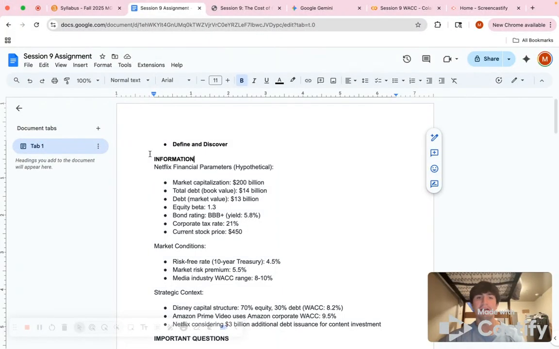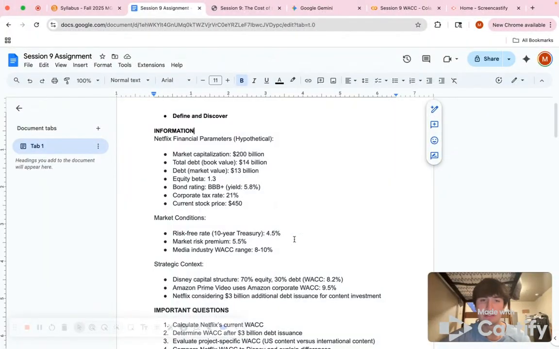We have our information that we need to first define, and that is this hypothetical situation that Netflix has encountered. Their market capitalization is $200 billion. Their total debt right now is $14 billion. Their debt market value is $13 billion. Equity beta is 1.3, so it's not the most volatile thing ever, but it is slightly. The bond rating is a B plus, and the corporate tax rate is 21%, and the current stock price is $450, which is a lot higher in real life, but that's the hypothetical.